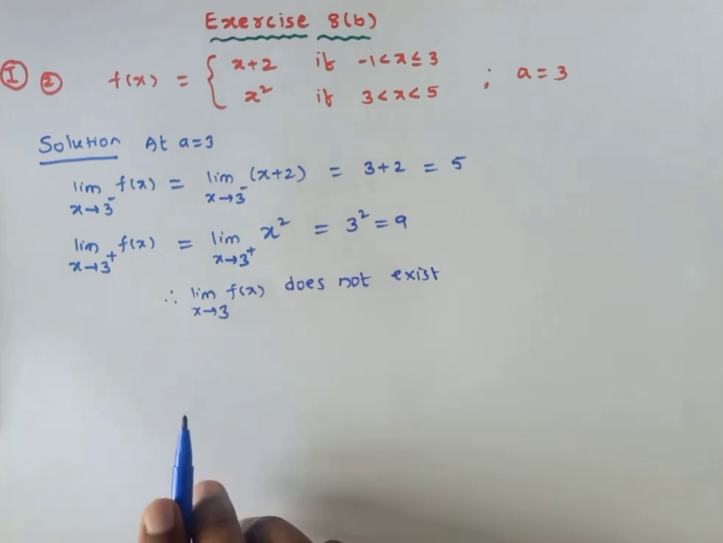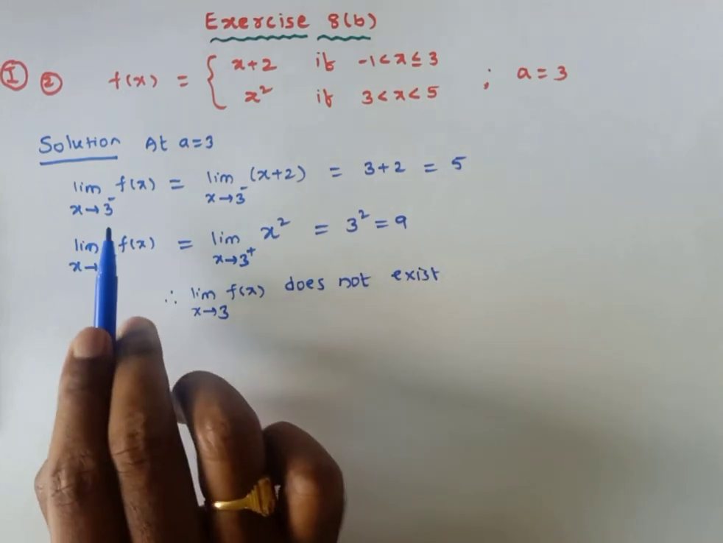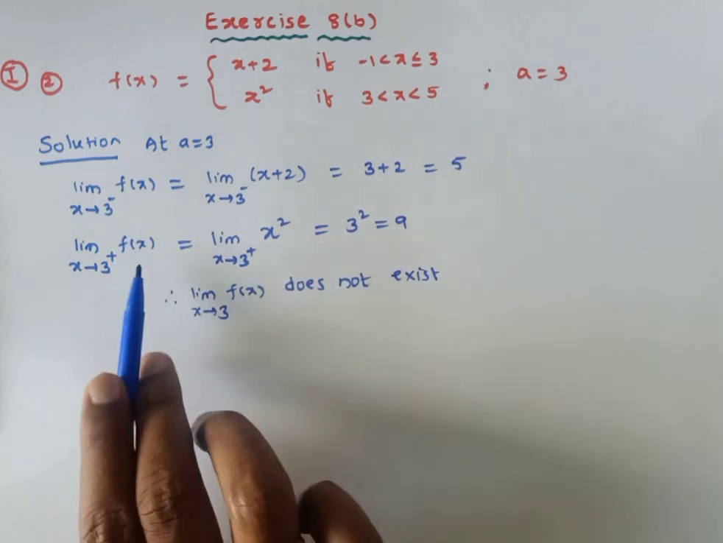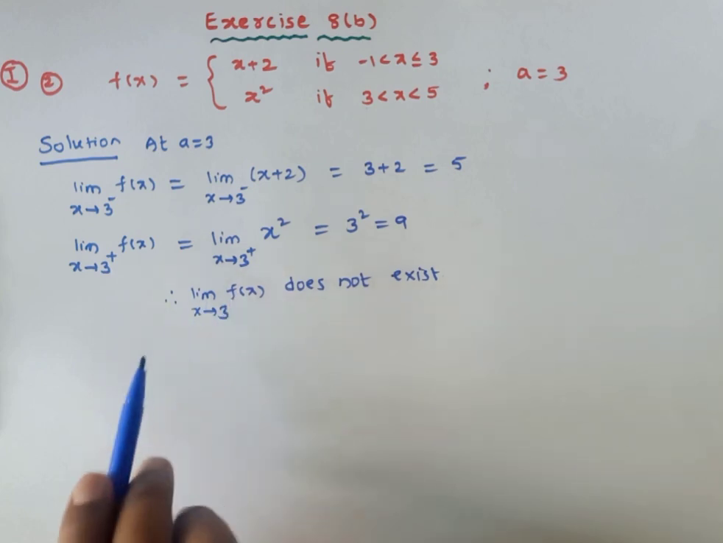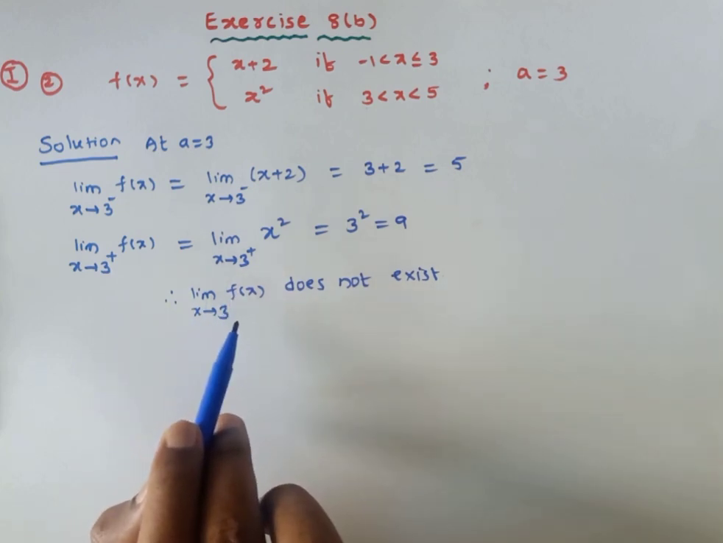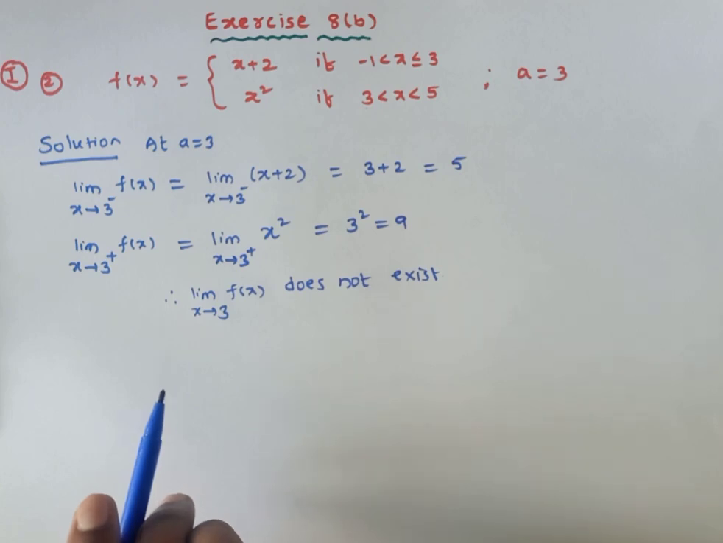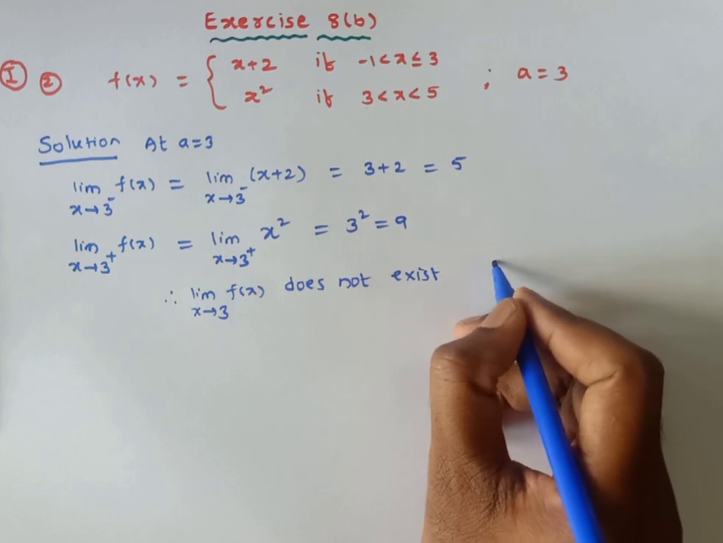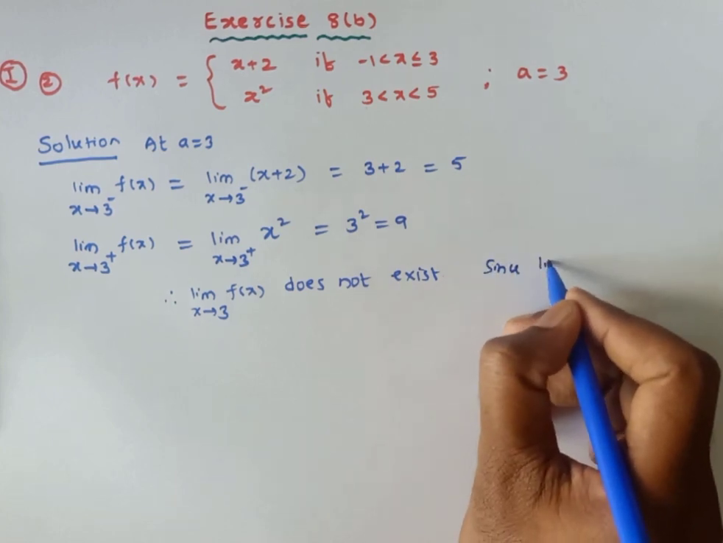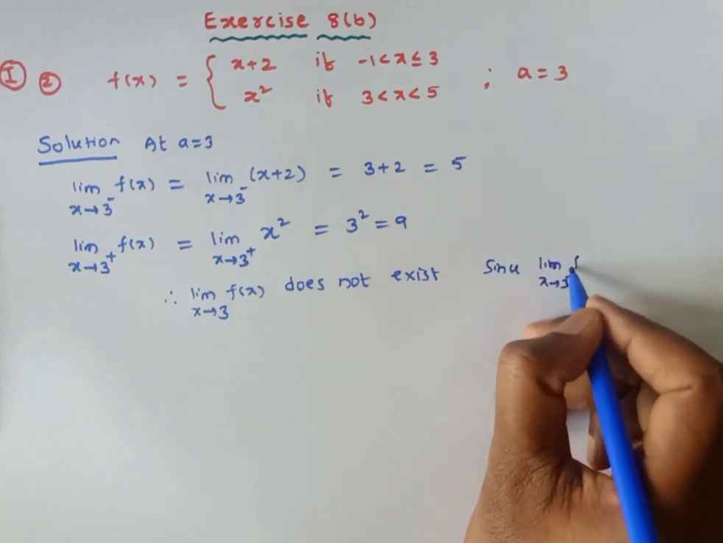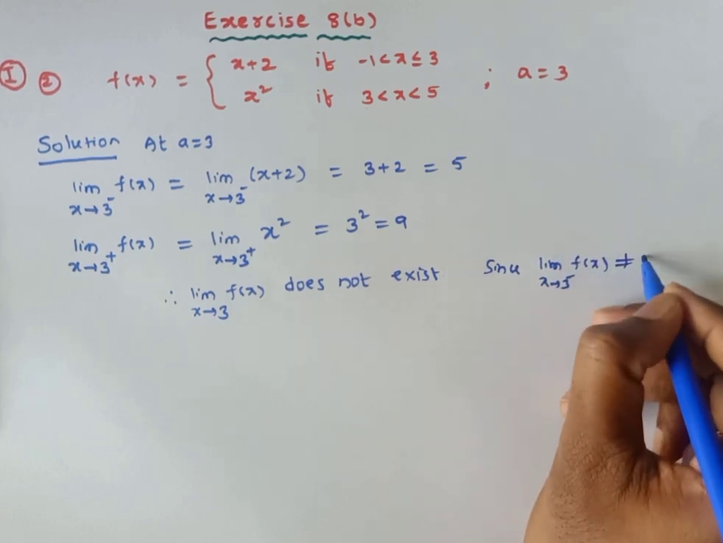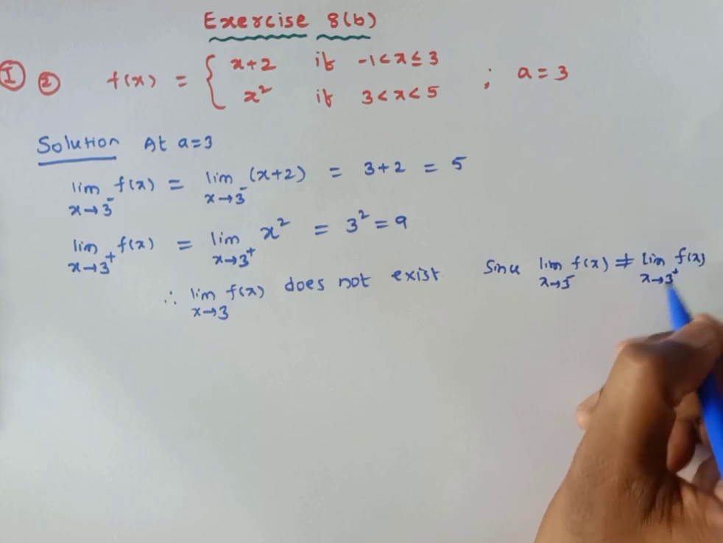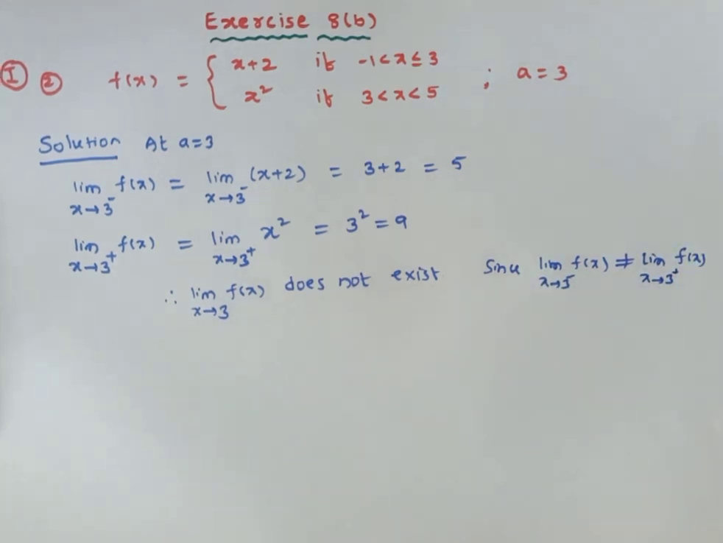When asked individually, limit x tends to 3 minus f of x exists, and limit x tends to 3 plus f of x also exists. But limit x tends to 3 f of x does not exist. Reason? Left and right are not equal. You can write the reason also: since the left hand limit is not equal to the right hand limit, the limit does not exist.